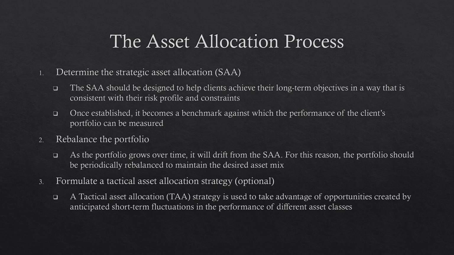Step 3 is to formulate a tactical asset allocation strategy. This is optional, so not everyone needs to use a tactical allocation strategy, but sometimes it can be used. And the main purpose is to take advantage of opportunities created by anticipated short-term fluctuations in the performance of different asset classes. So if it is a time period where the fund manager thinks that the market isn't going to do well within the next year, maybe they move more money towards bonds. If they think the market is undervalued and is going to have a great year, maybe they overweight equities.